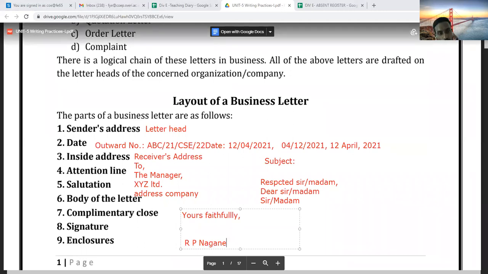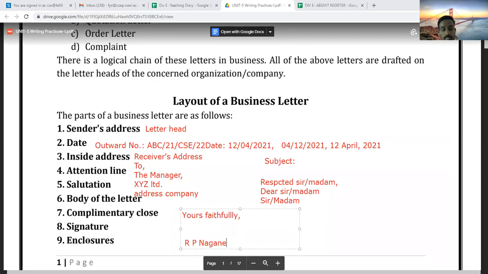Maybe apart from yours faithfully, what other complementary clause sentences will people use? You people answer me. Yours sincerely. Yours sincerely is there, yours truly is there, or truly yours also. Sometimes you find like this. So that is called complementary clause, and you people are going to write your initial, your name, your designation, what you are doing. Maybe you are sales manager, purchase manager, production manager, something like this.